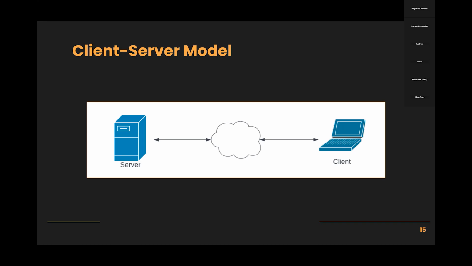This is like a diner telling a waiter what they want to eat. And if that connection is valid, the server will respond. So if you're in a restaurant, the server or the waiter will respond with the food that the diner wanted to eat.